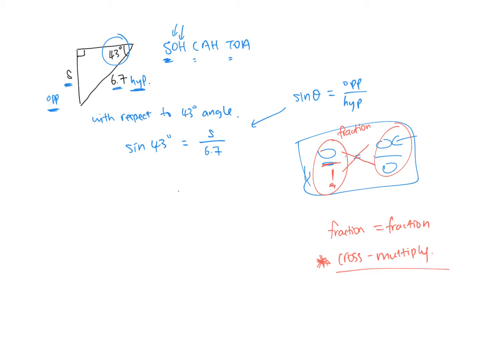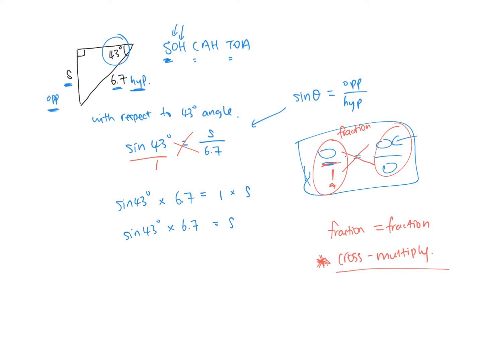So what we're going to do here is put sine 43 over 1 so we can use cross multiply. Then I'm going to write sine 43 degrees multiplied by 6.7, doing my cross multiply, equal to 1 multiplied by s. And we know anything multiplied by 1 is just the number itself. So we have sine 43 degrees times 6.7 is equal to s. And that's what we're looking for.